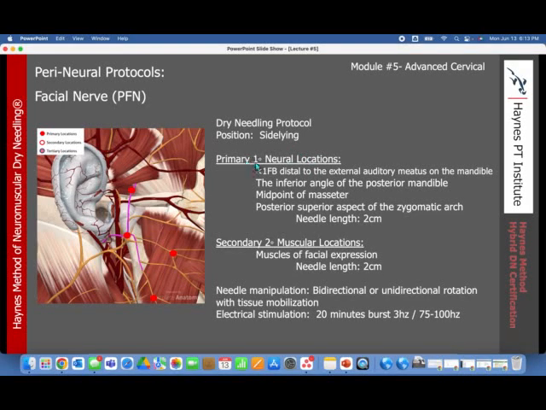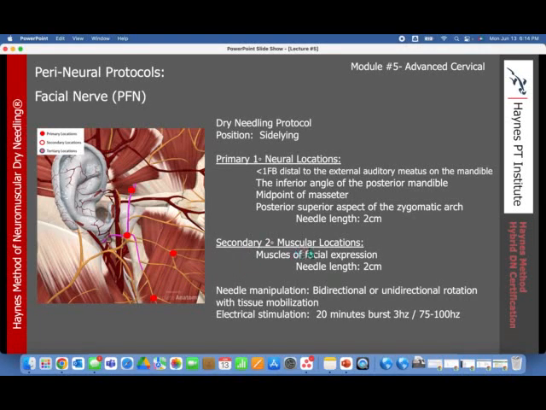So our primary neural locations, we're going to be less than 1 finger breadth distal to the external auditory meatus on the mandible. We'll also be at the inferior angle of the posterior mandible, which will be where I'm at here. We'll be at the midpoint of the masseter, and then the posterior aspect of the zygomatic arch. So we'll be up here. So these 4 locations, very good there.